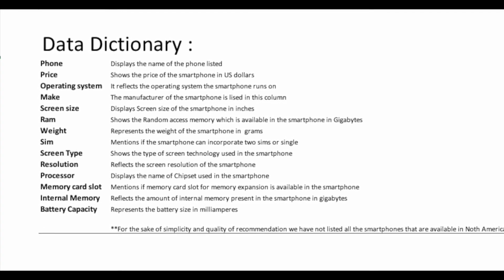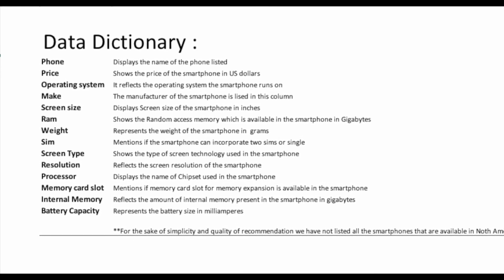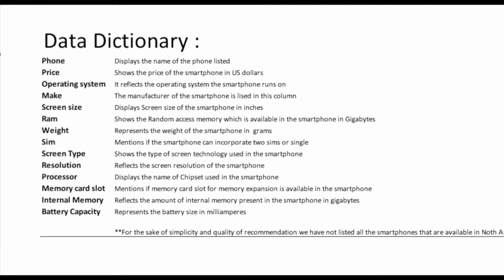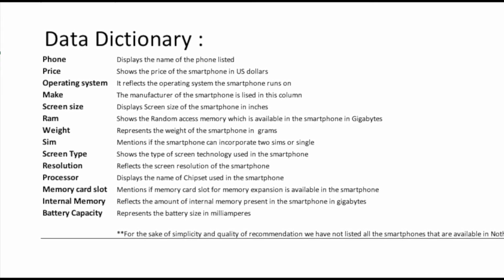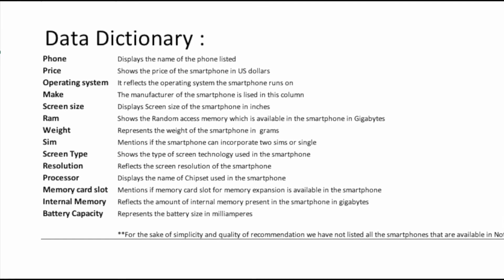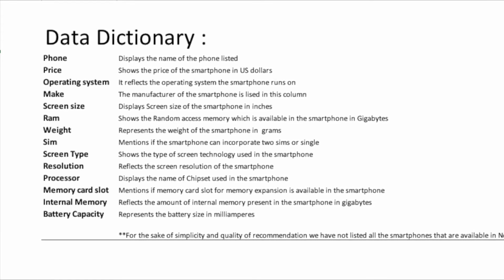Then the data dictionary shows the type of the screen used in the phone, resolution of the screen, and the processor used in the phone. Furthermore, it shows if memory card slot is available for expanding the storage, and lastly, the battery capacity is reflected in milliampere.